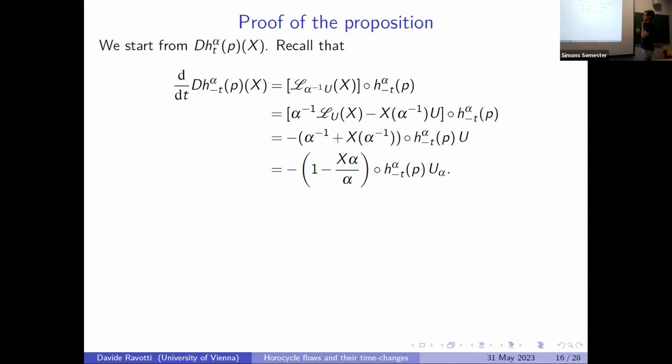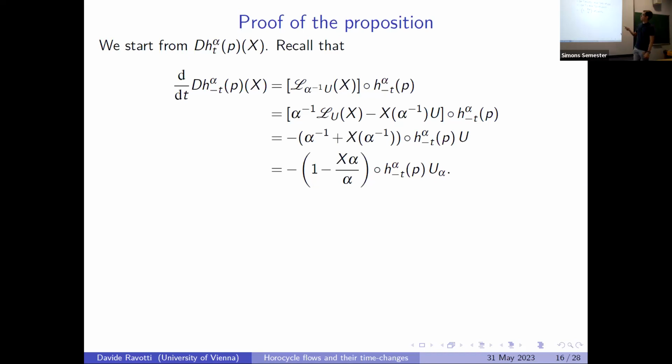I don't know what this is at the moment, but I do know its derivative with respect to t. Recall, we also saw this in the first lecture, the derivative of this quantity with respect to t, actually with the minus in front, is the d bracket, the Lie derivative by definition. So the derivative with respect to t of what I'm interested in is the Lie derivative of the vector field that I'm trying to push, with respect to the vector field generating the time change. Does this make sense? Okay. So I have to compute this Lie derivative.